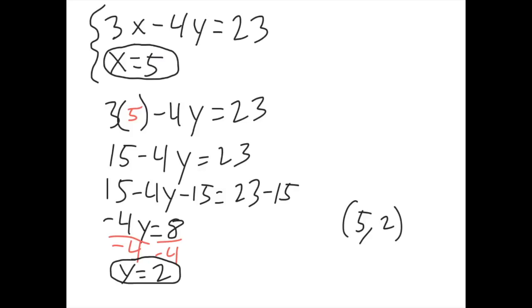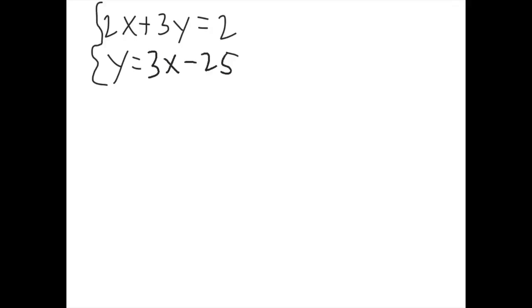Let's move on to the next problem. So in this problem, we have 2x plus 3y equals 2, and y equals 3x minus 25. So, as I mentioned, one equation is already solved for you. However, it's not as easy as it was in the other one where it was just a variable equals a number. This one is y solved in terms of x. So it's a few more steps.